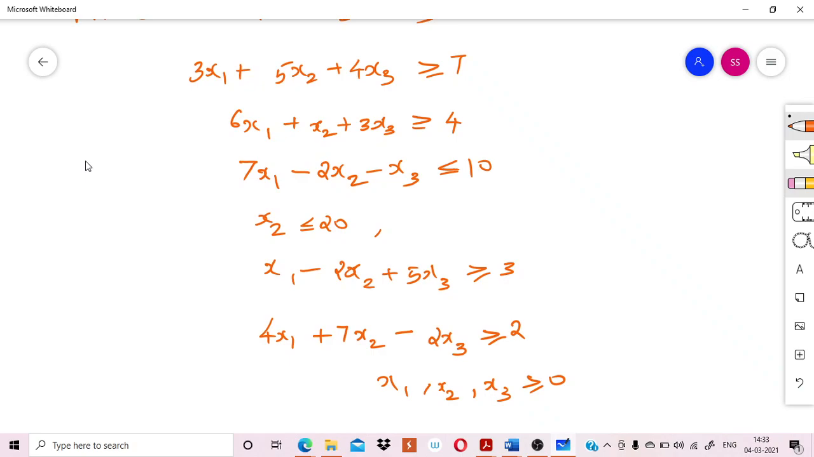Right. So B1, B2, B3, etc., B6. So you have to define W1, W2, that means 6 W's. So 6 new variables or decision variables, how to define in the dual.